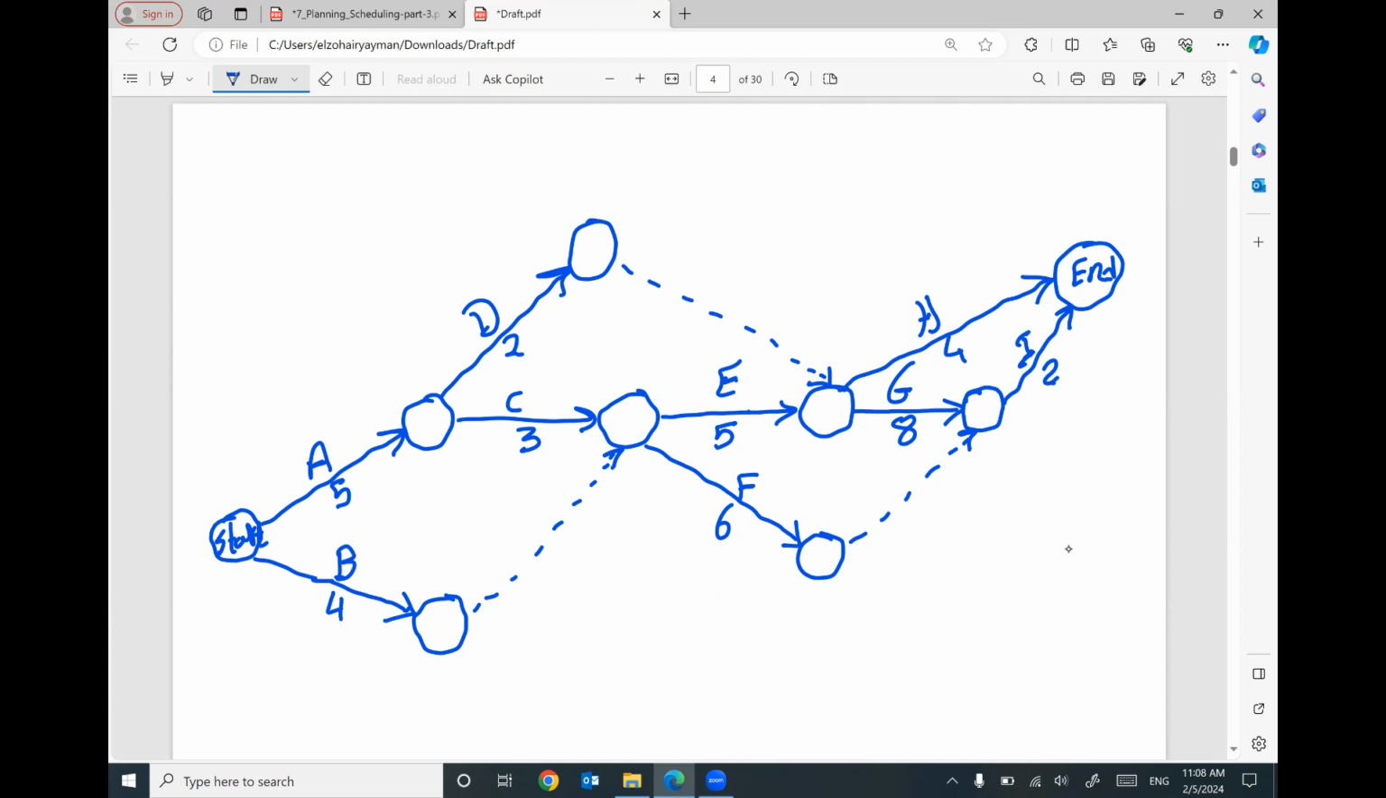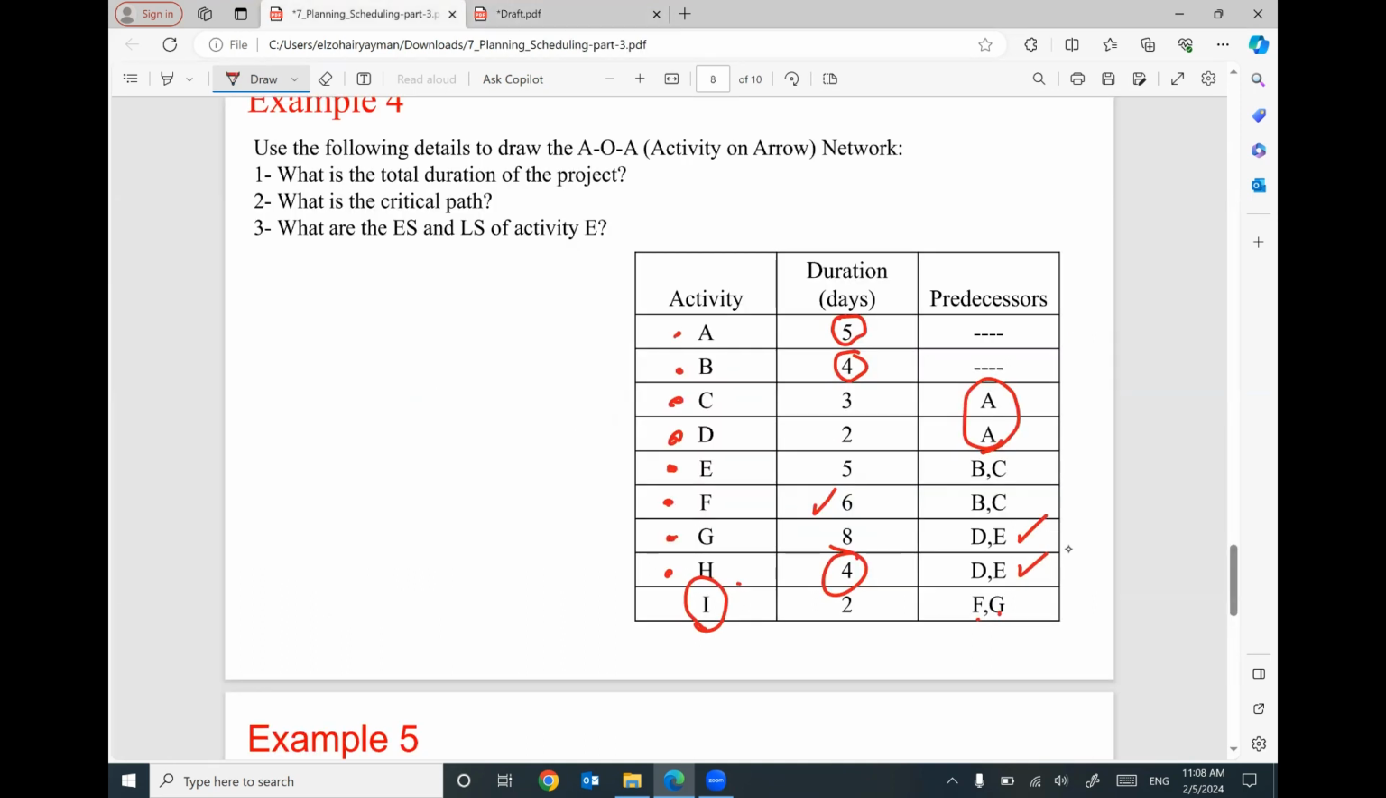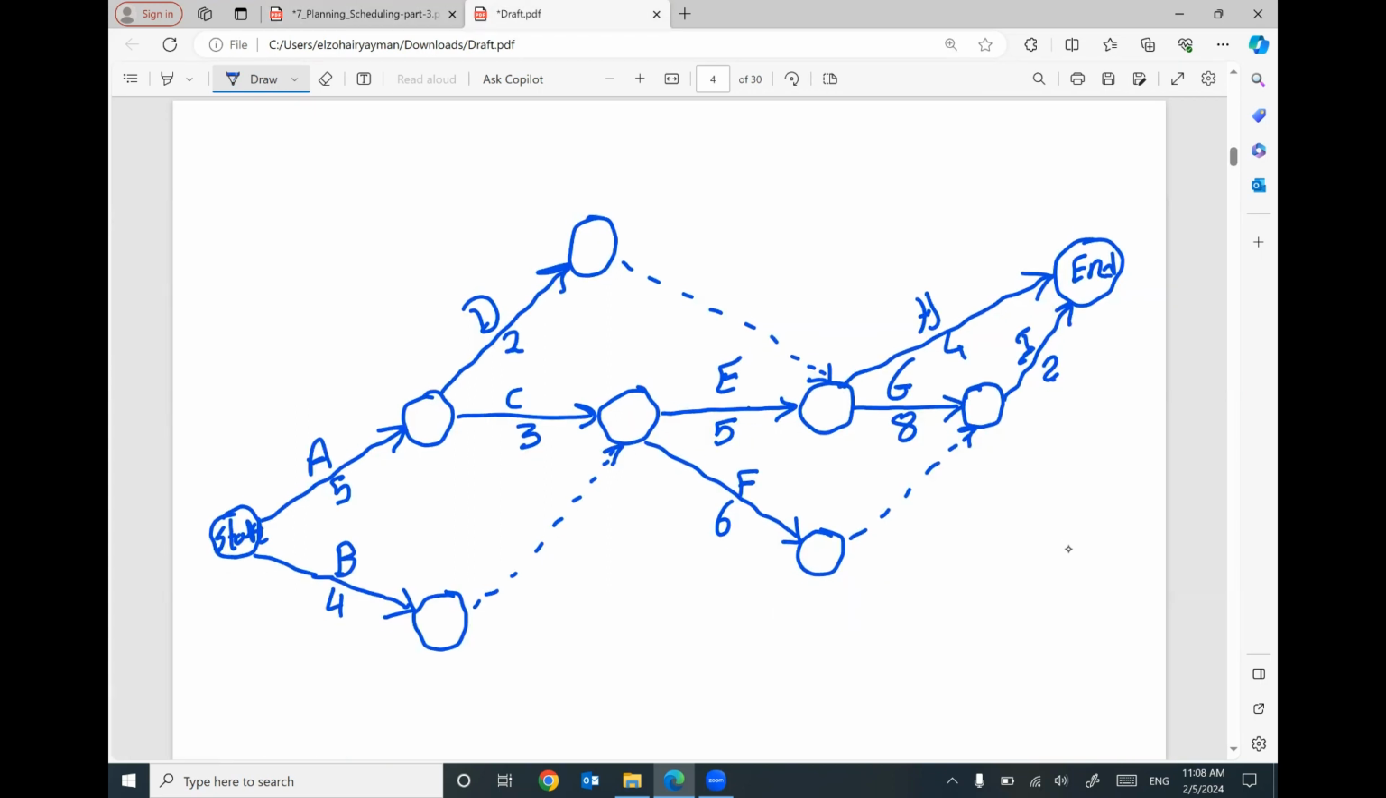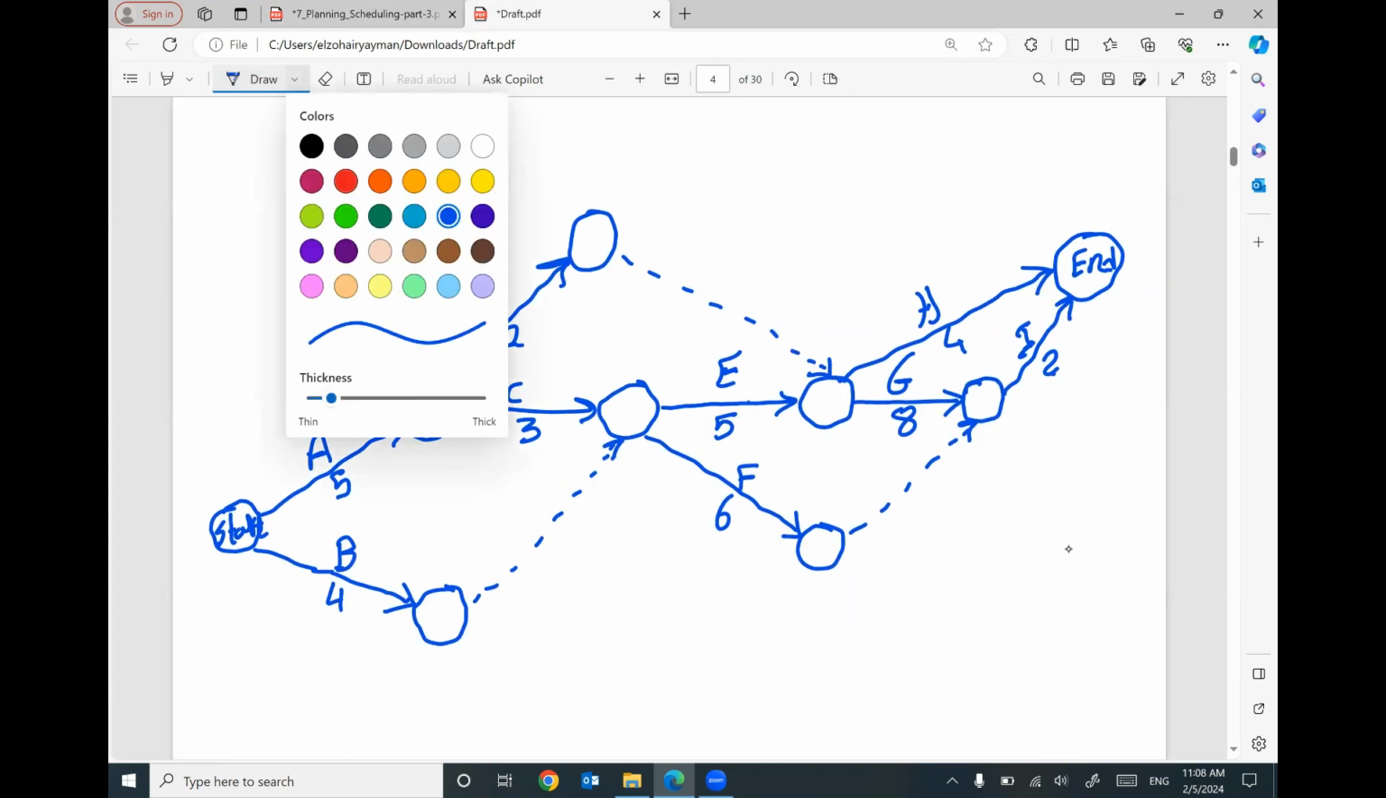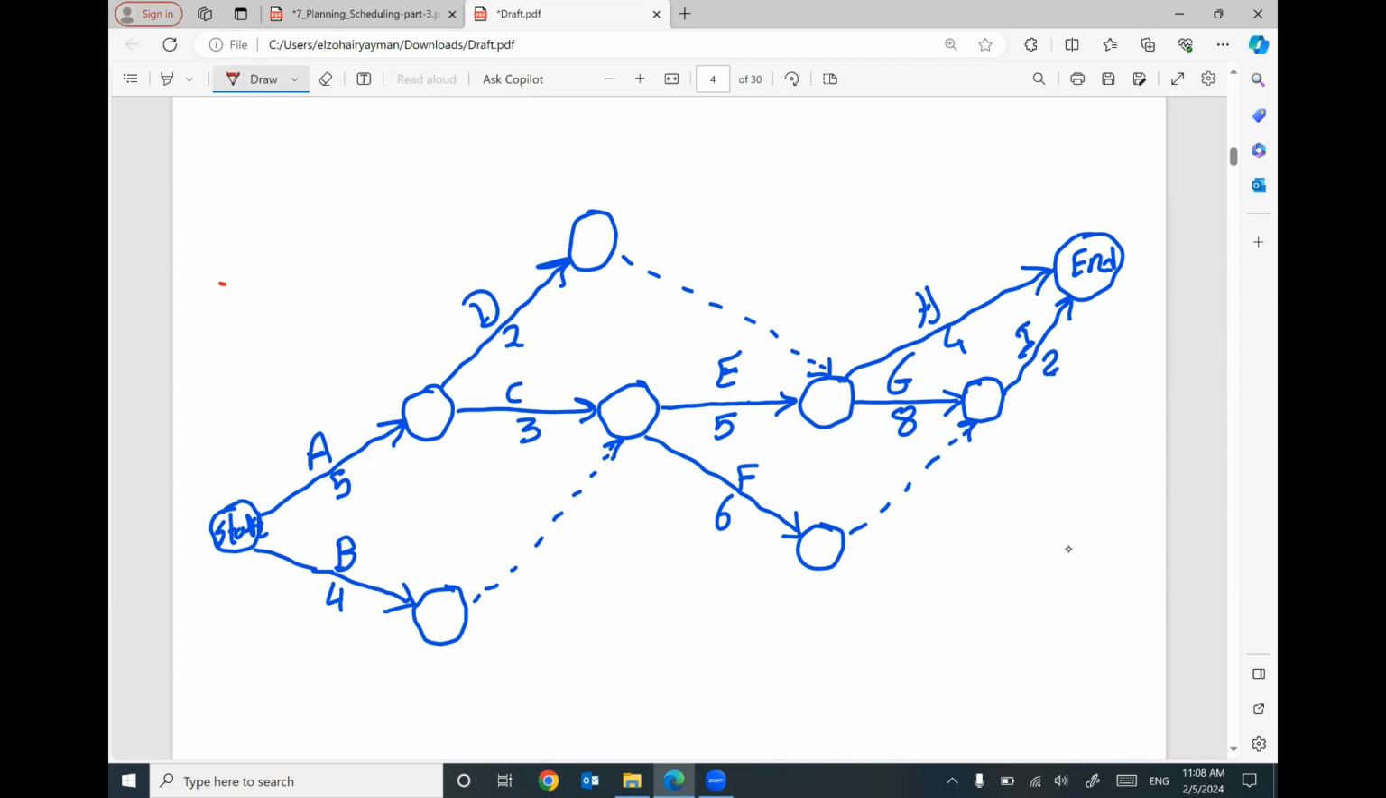Once you set up your activity on arrow network, then I can start to figure out the timeline or the scheduling of this project. Let's start. A and B are the first activities, so 0 and 0 are the early start. 0 plus 5 will be 5, 0 plus 4 will be 4. This 5 will be the early start for activity D and C, 5. 5 plus 2 will be 7, 5 plus 3 will be 8.